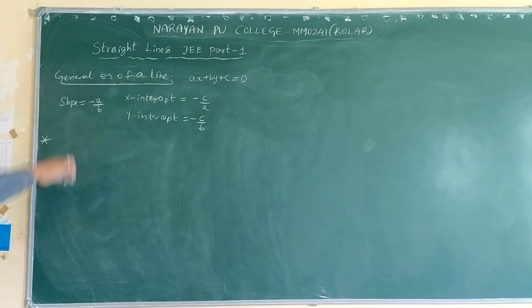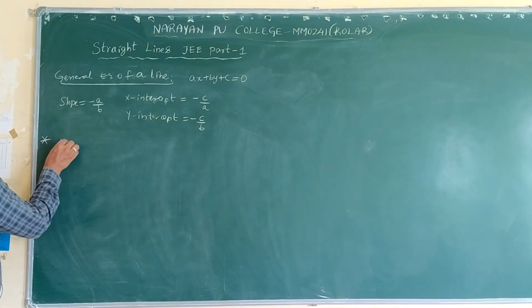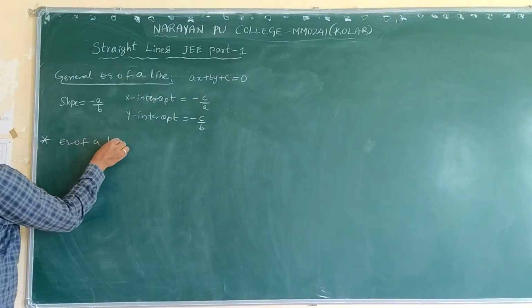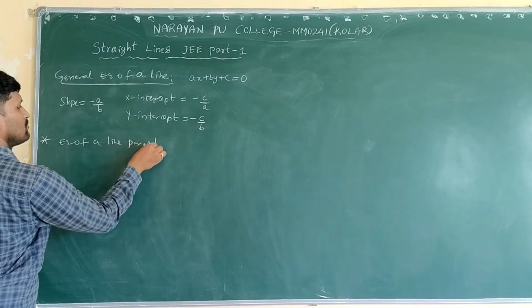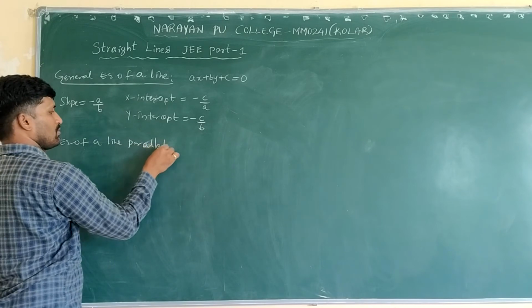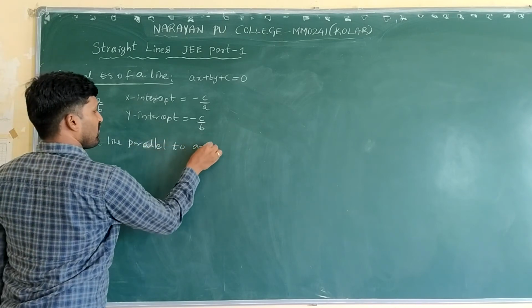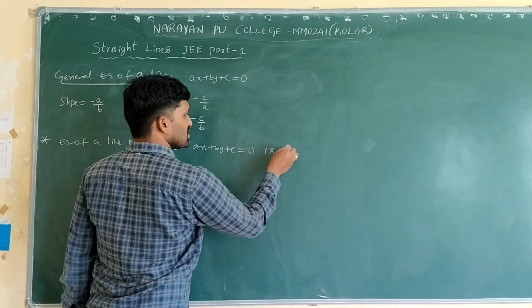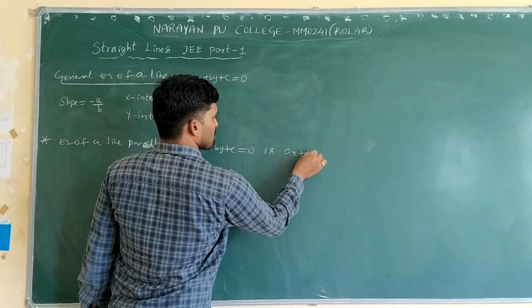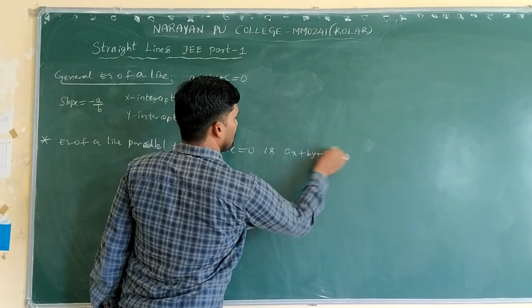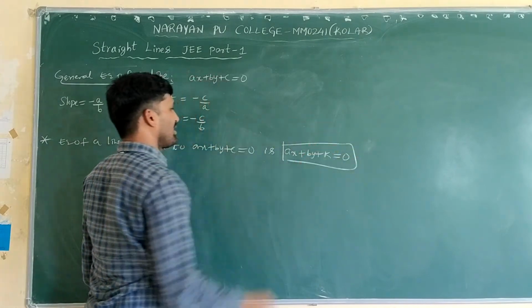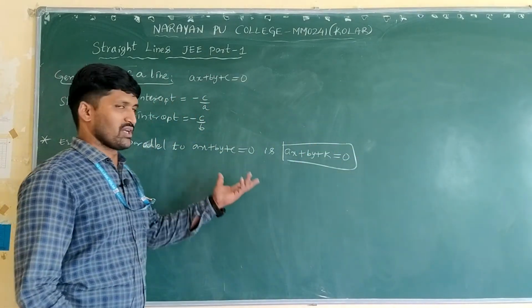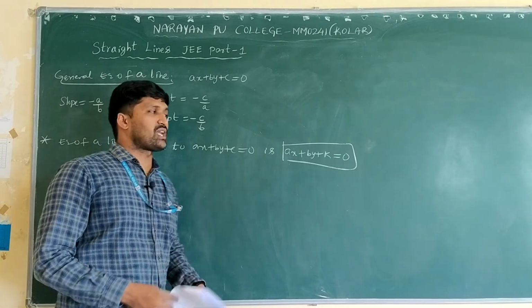Now, in the general form, what is the equation of a line parallel to the given line ax plus by plus c equal to 0? It is in the form of ax plus by plus k equal to 0. Whenever two lines are parallel, their constant terms are different. The remaining values are the same. Okay. Next.